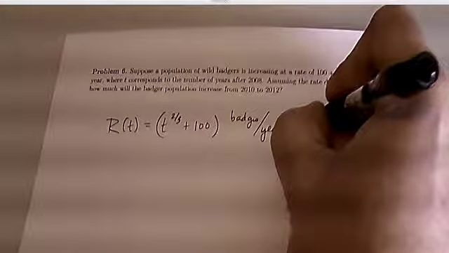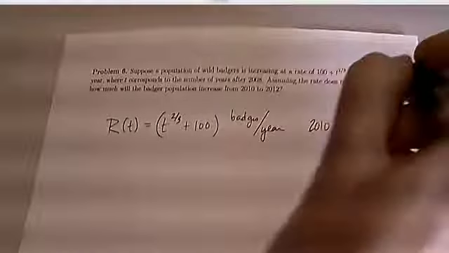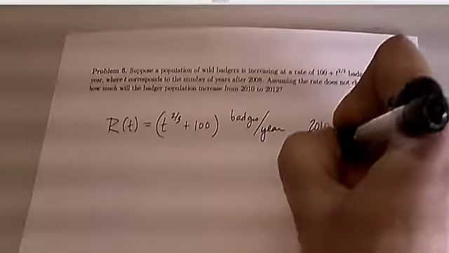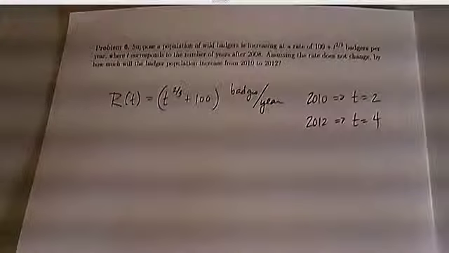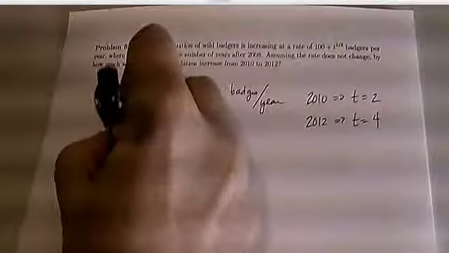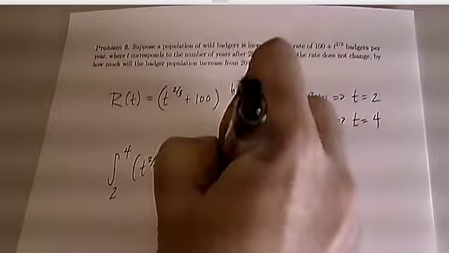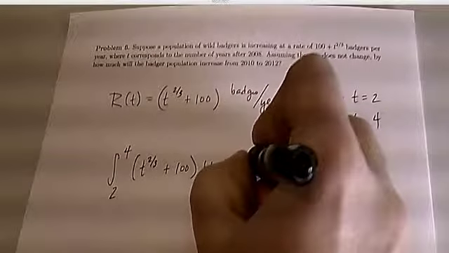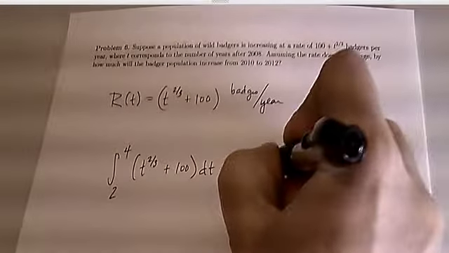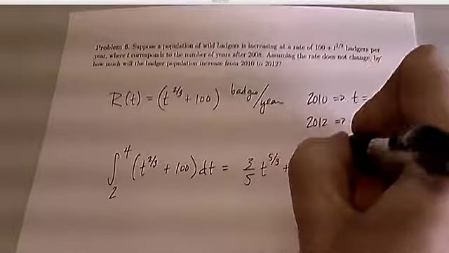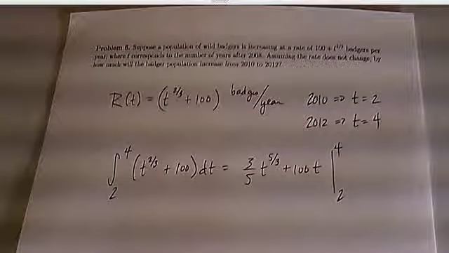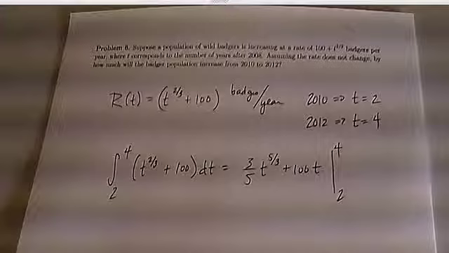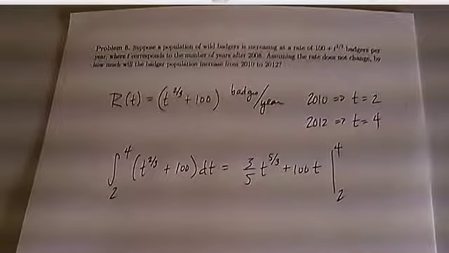Well, you know that 2010 is t equal to 2. And you know that 2012 is t equal to 4. So all it is is a little bit of translation work to take you to the integral from 2 to 4 of t to the 2/3 plus 100 dt. I know that that's going to be 3/5 t to the 5/3 plus 100t from 2 to 4. Now, I'm not really looking forward to taking the cube root of 4, and I'm hoping that nobody else is actually looking forward to that.